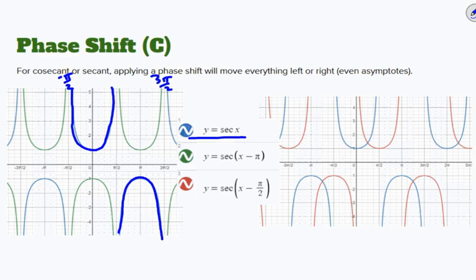Pi over 2 to 3 pi over 2. I'm getting a full graph. Then if I move this over pi, I'm at here. Here I go over to here. And that is still the same period, 2 pi.